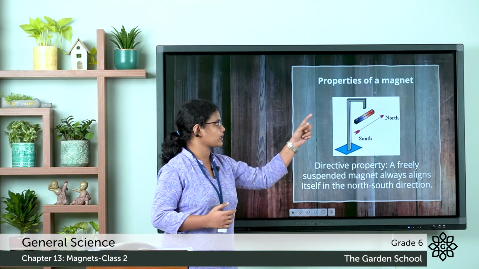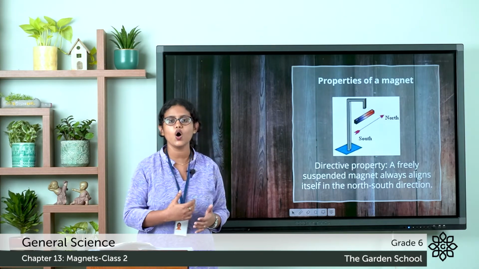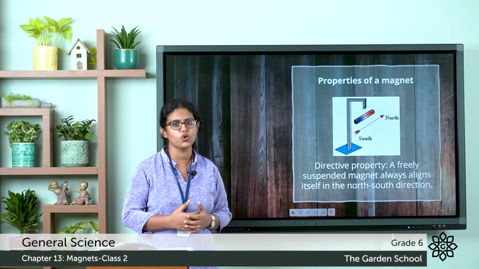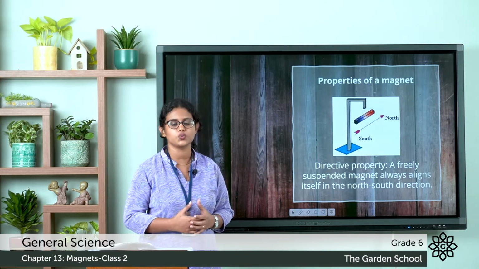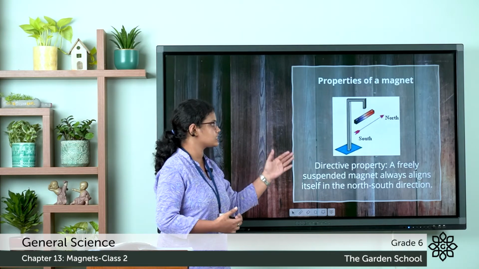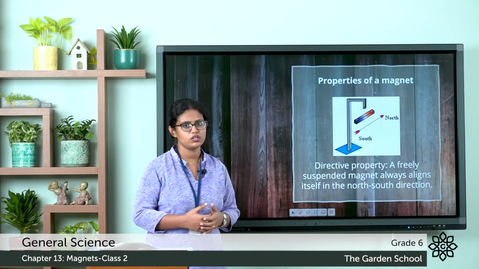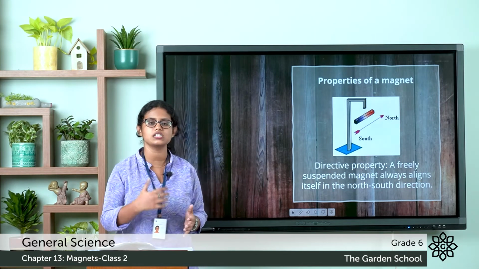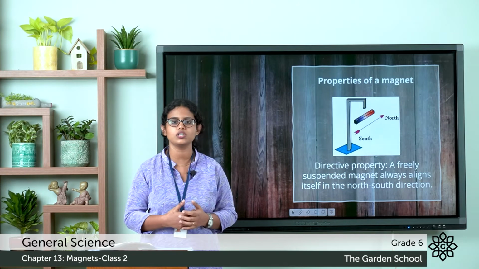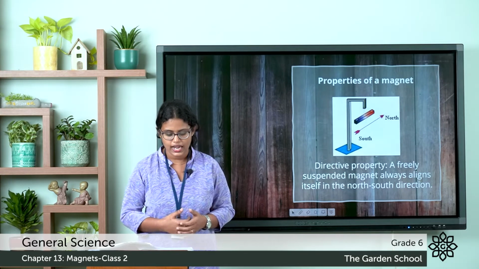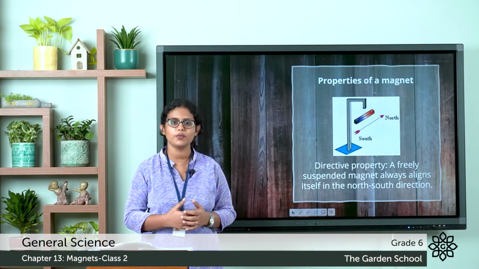The end of the magnet that points towards the north, that is the north-seeking end or the north pole. And the end of the magnet that points towards the south, that is the south-seeking end or the south pole. So, whenever a magnet is suspended freely, it always remains in the north-south direction. And that property, what do we call? It is called the directive property.